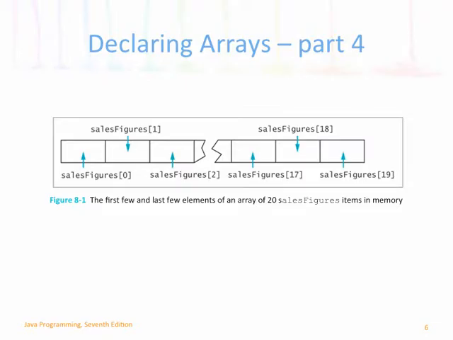So here's an example of sales figures, assuming we had declared sales figures to have 20 elements. Our first element in sales figures would be referenced by sales figures sub 0, the second element sales figures sub 1, and so forth, all down to the last element, which is sales figures sub 19. If we attempted to reference sales figures sub 20, we would get an array index out of bounds error, or a subscript out of bounds error. And that's a runtime error. That will cause our program to crash.